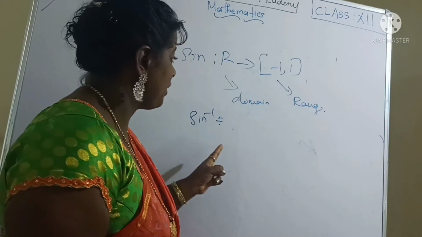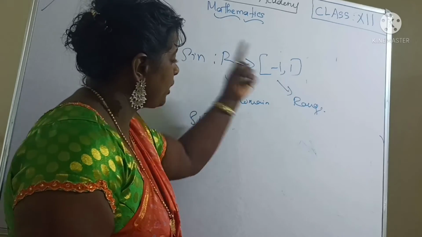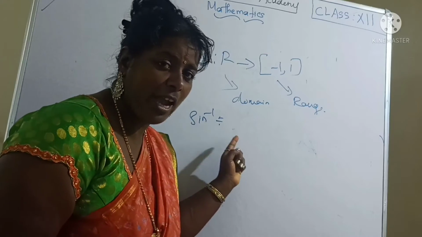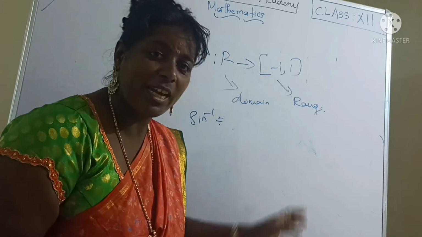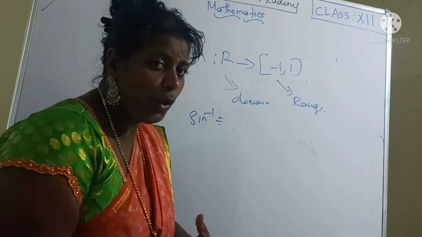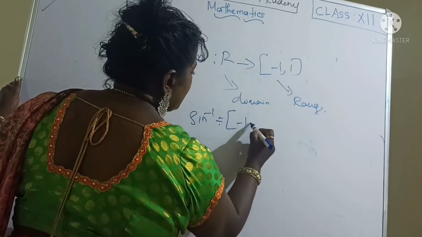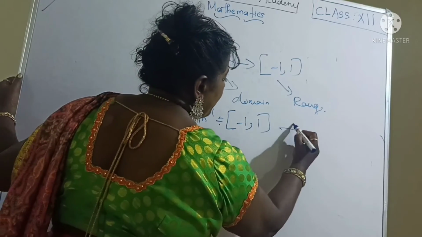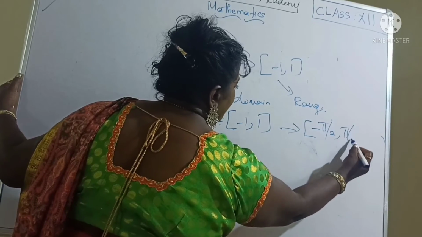So for the inverse, the domain will be the range and the range will be the domain. So this closed interval minus 1 to 1 should come here as the domain. This R should go there, but we need range only. So we cannot take R as the range. If we are taking codomain, we can take R. So here for sine inverse, on the closed interval minus 1 to 1, we are taking the range only, that's why minus pi by 2 to pi by 2.